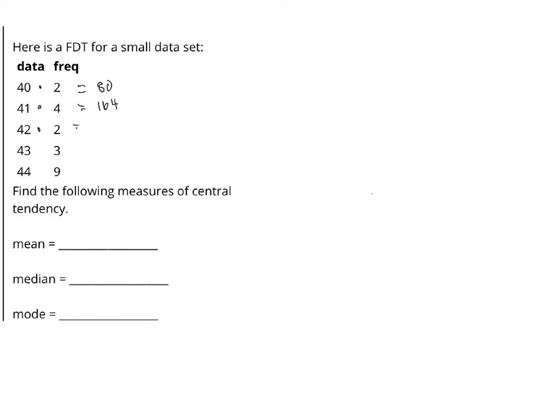42 times 2 would be 84. 43 times 3 is 129. And 44 times 9, 9 times 40 is 360 plus 36, 396. Let's make sure that's right, 9 over 3. Okay, so we're going to total this up, which will give us 853. So this total right here is 853.